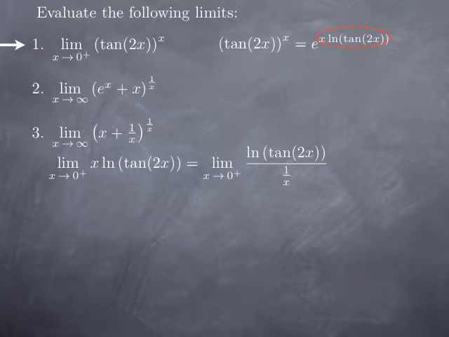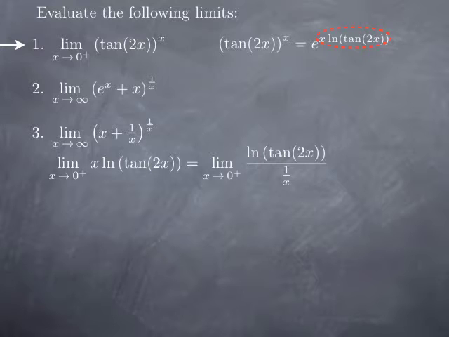So we're looking for the limit at 0 from the right of x ln of tangent 2x. That's an indeterminate product. We're going to rewrite it as a quotient. So I can write it, for instance, as a limit at 0 of ln of tangent 2x divided by the reciprocal of x. Then when x goes to 0, tangent 2x goes to 0, and therefore ln of tangent 2x goes to negative infinity.